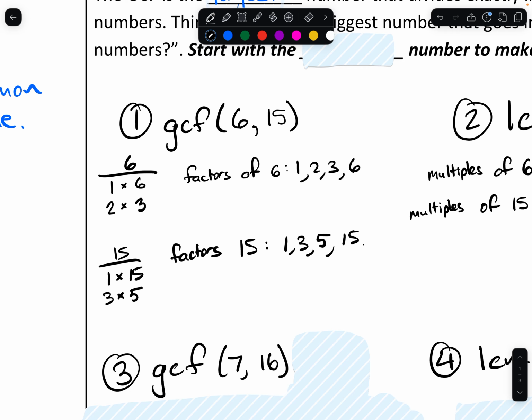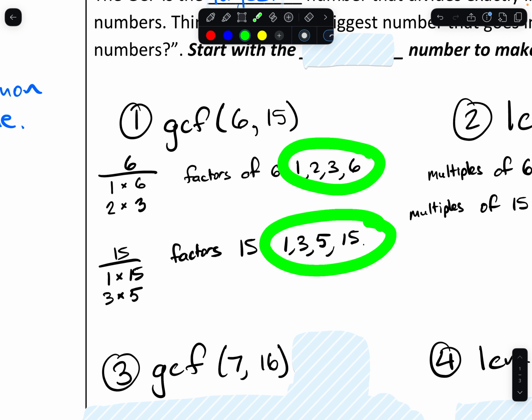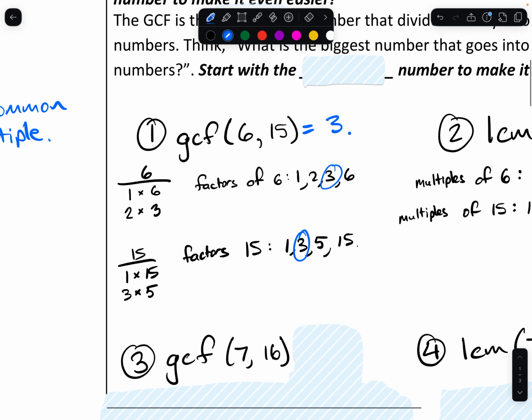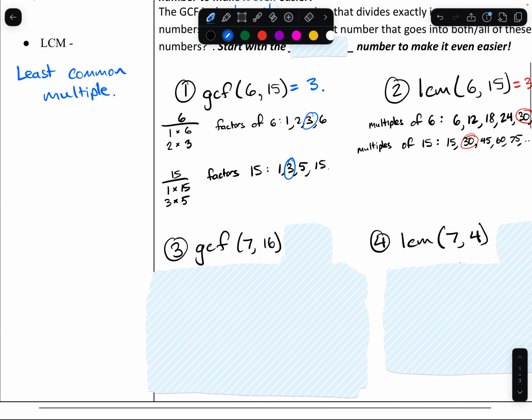Now, we have our 2 lists, so in this list of numbers and this list of numbers, what's the greatest number that's common to both lists? Even though 1 is in both of the lists, that's not the biggest number that's in both lists. The biggest number is 3. So I like to circle it, and I'll say the greatest common factor of 6 and 15 is 3. All right, and that's really all there is to it.